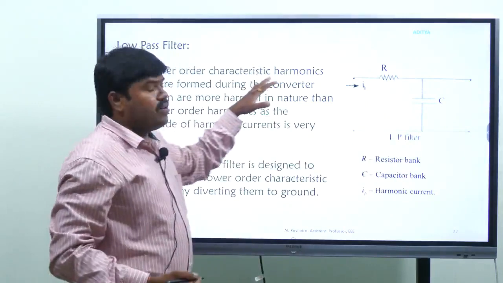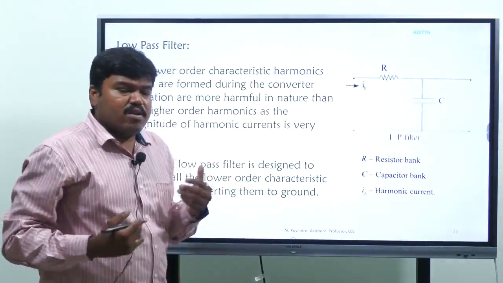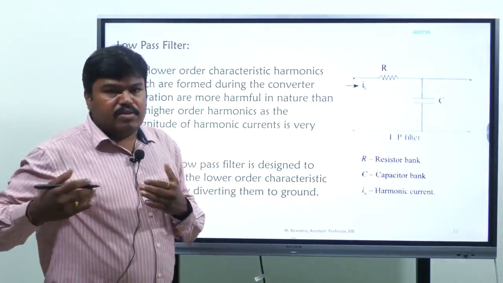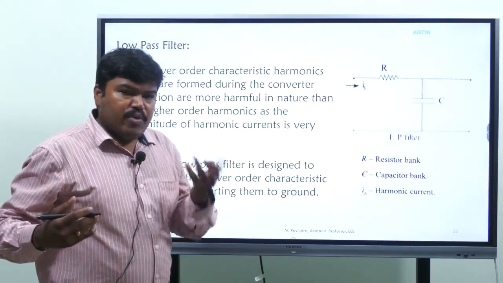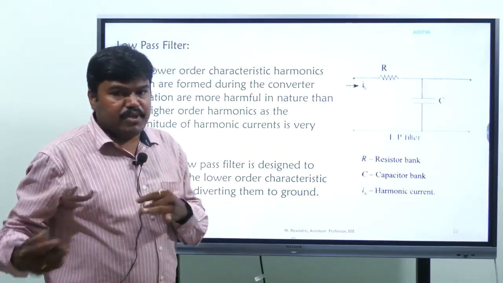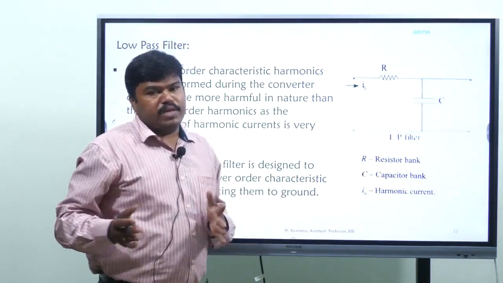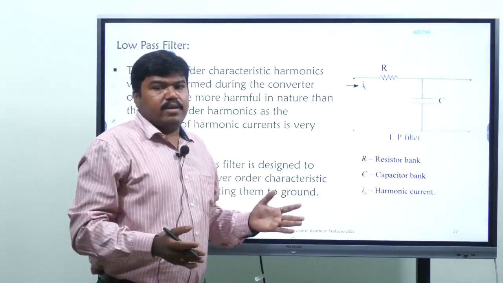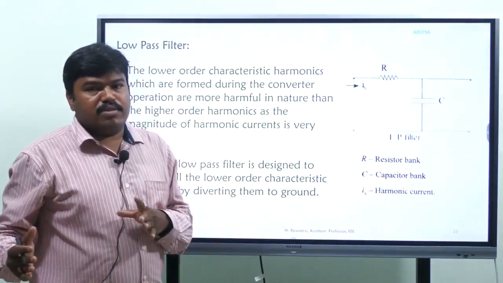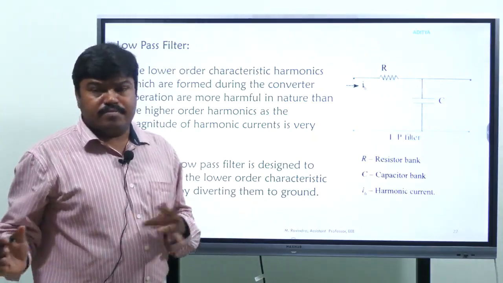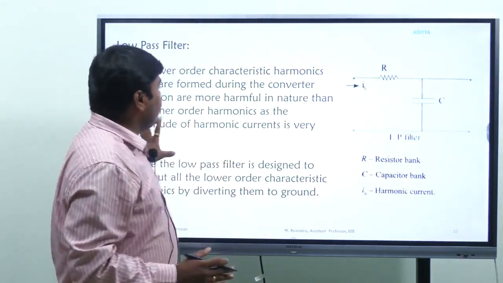And the lower order characteristic harmonics. So what do the lower order characteristic harmonics mean? We have even harmonics and odd harmonics. Let us consider odd harmonics. What are the lower order harmonics? We have third harmonic, fifth harmonic, seventh harmonic. These are all lower order harmonics. If you consider a 12 pulse converter, the lower order harmonics are third, fifth, seventh, and 11th harmonic, right? Those are the lower order harmonics.